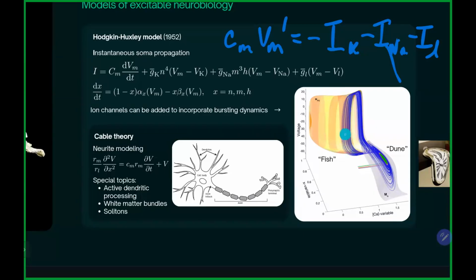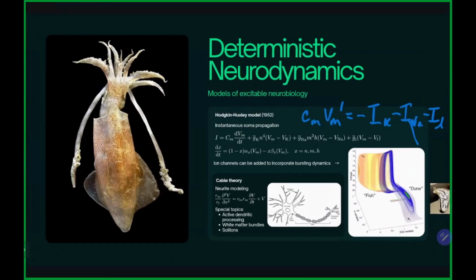But they'll jump up on this fish, and then maybe you'll have a few spikes, and then the trajectory will hop off of the fish, and you'll go onto the dune, where you're not spiking at all. You're oscillating around some kind of equilibrium, and you'll have quiescence during that period. You won't be sending signals to other neurons, even though you might be oscillating in voltage a little bit, calcium, and all these other things. So these are the pictures. These are the phase-space portraits that are central in dynamical systems study. So we'll look a lot at those.